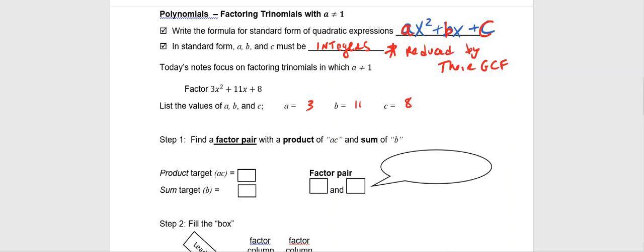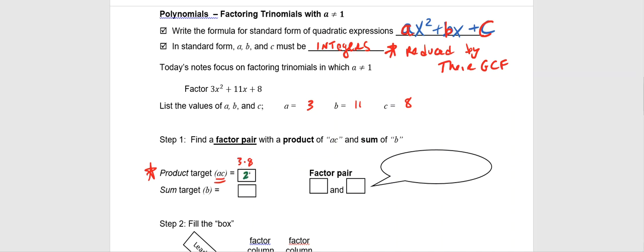Now that we're introducing a value of a that's greater than 1, we have to change up specifically that product target. That product target, if you notice, is now going to be based on multiplying two numbers that result in whatever a times c is. So in this case, a times c, that's 3 times 8. So we're looking to get to a target of 24 here.